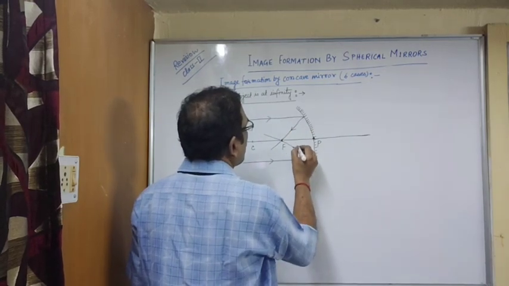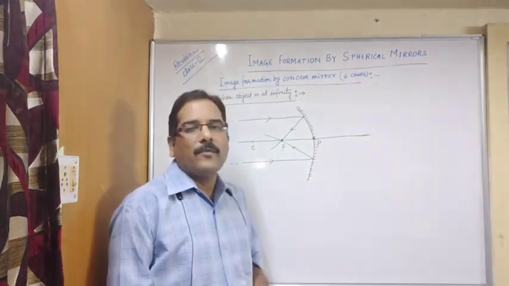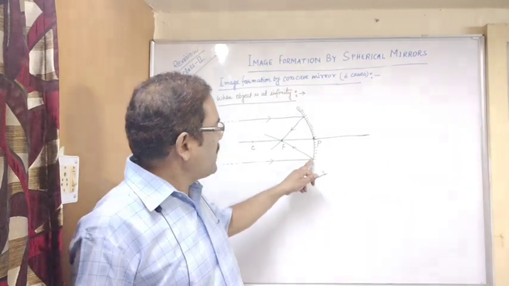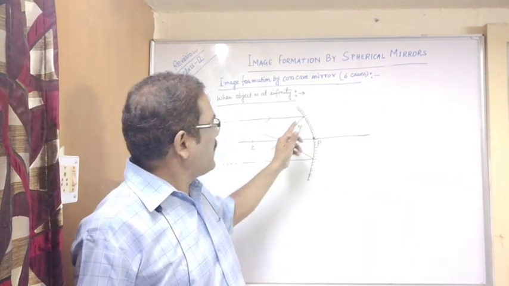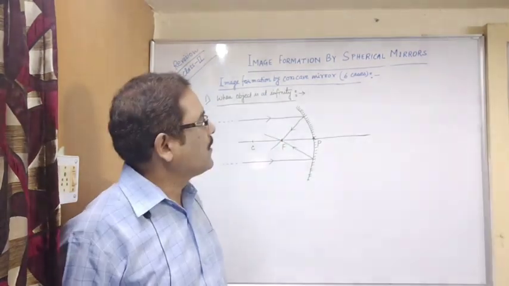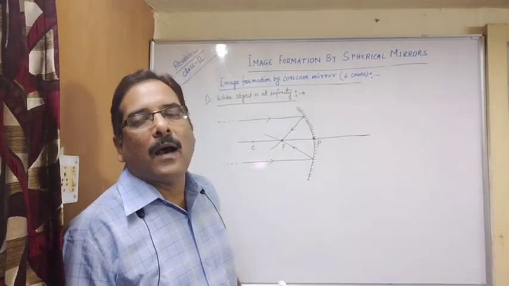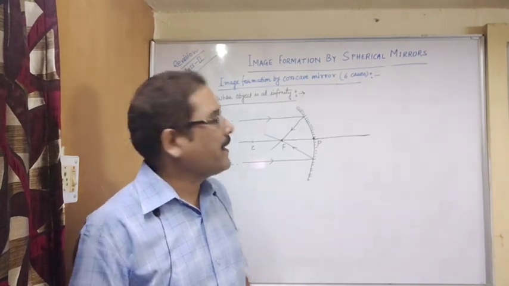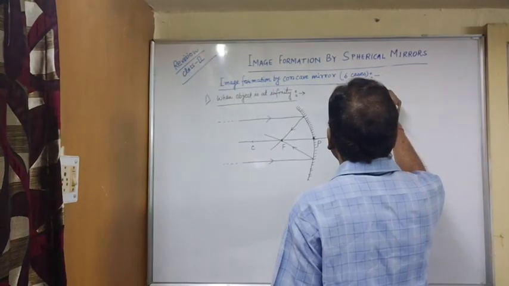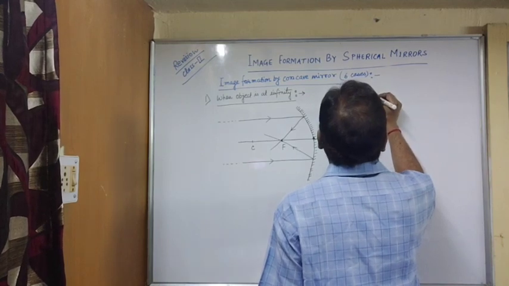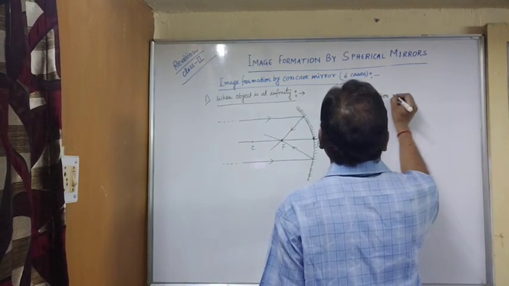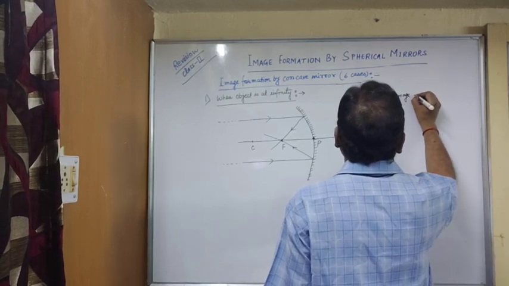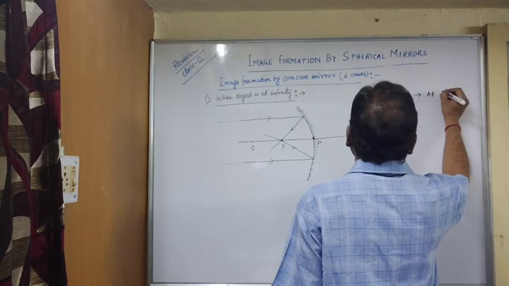So the 2 reflected rays, where image will be formed, where the 2 reflected rays will meet. So you see the first ray passing through here and the second ray also, so they are meeting at F. So the 2 reflected rays are meeting at principal focus, so an image will be formed at F. So we will write position of image. So position of image is at F.